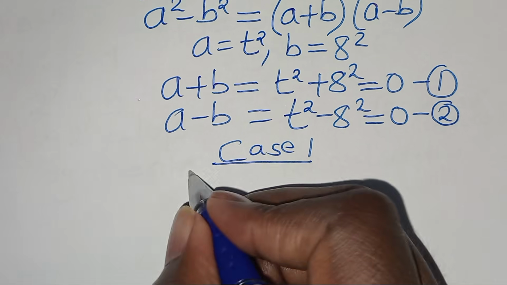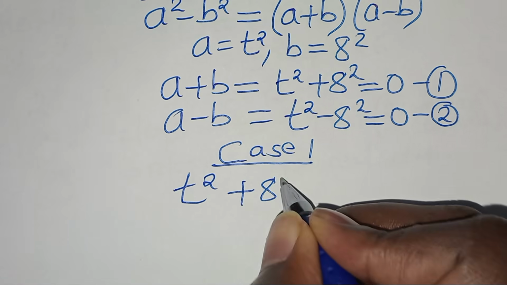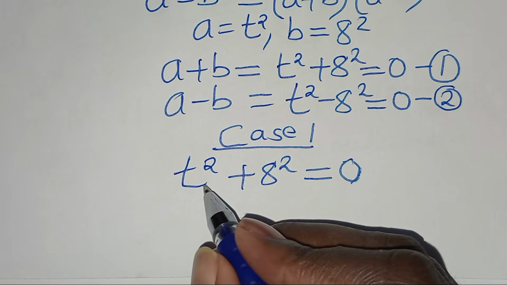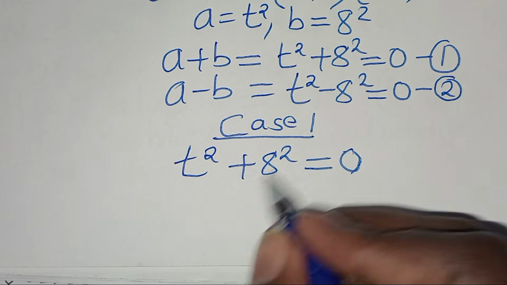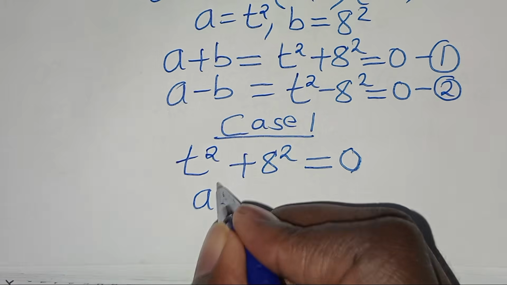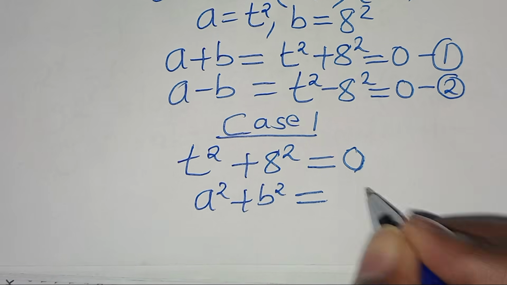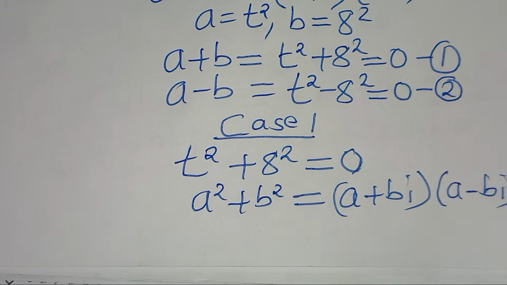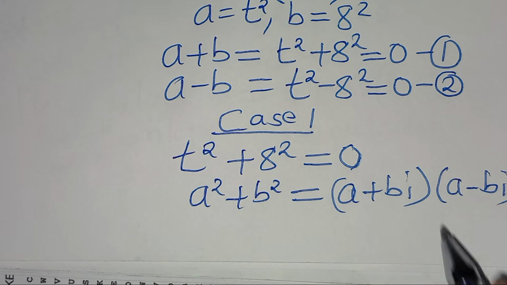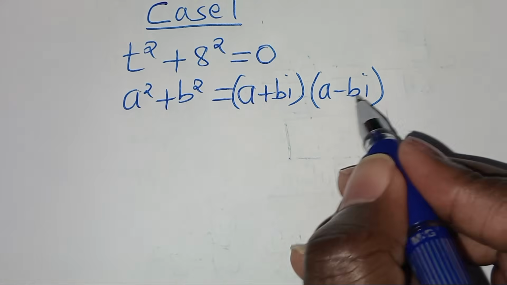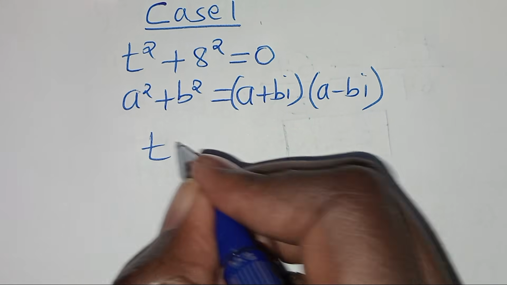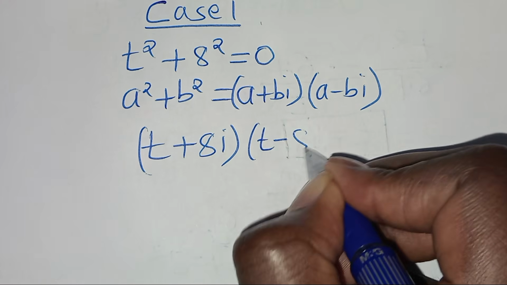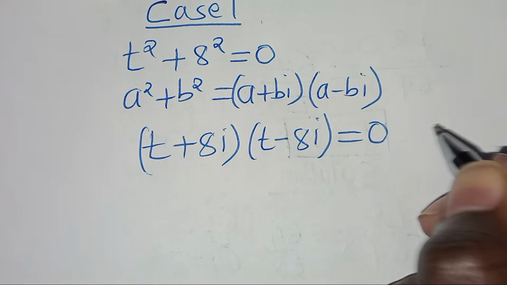So in case 1, we have t squared plus 8 squared is equal to 0. So this implies that we have a sum of 2 squares, expressed as a squared plus b squared, which we can express as a plus bi, then a minus bi. Applying this property from here, this implies we have t plus 8i multiplied by t minus 8i is equal to 0.